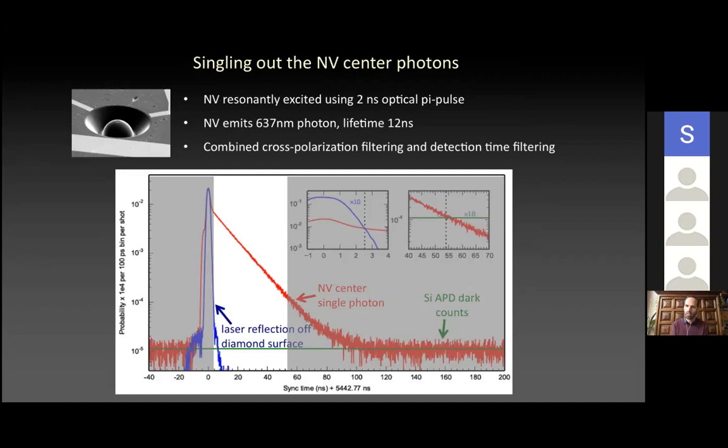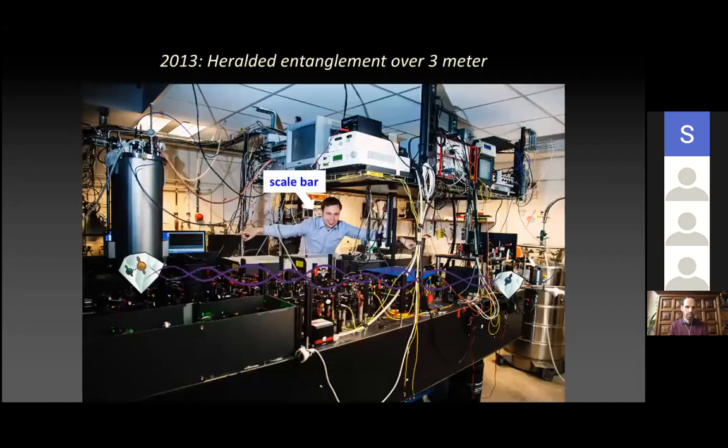You can be very confident that when you get a click, it was actually an NV center photon. And so this experiment we did about 8 years ago already in the lab, published in 2013, between 2 setups separated by a few meters. You see all the optics on the table. In more recent experiments, we've removed virtually all the optics. And this is now all in fiber these days, so the experiments look much cleaner, perhaps less impressive.